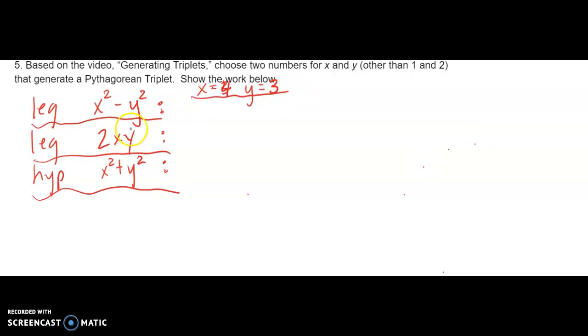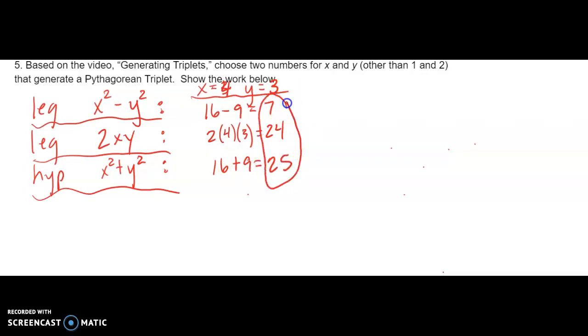So for x squared minus y squared, we end up with 4 squared is 16, minus 3 squared is 9, and that gives us a side of 7. 2xy is 2 times 4 times 3, which is 2 times 12, so we get 24. And then the last one, x squared is 16, plus y squared is 9. That's going to give me 25. And there's one of those common Pythagorean triples we messed with.